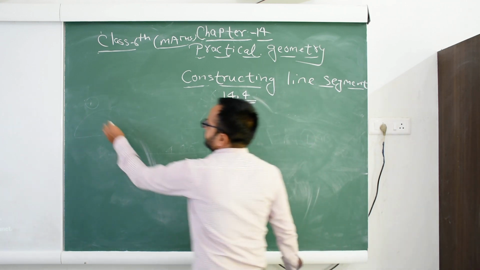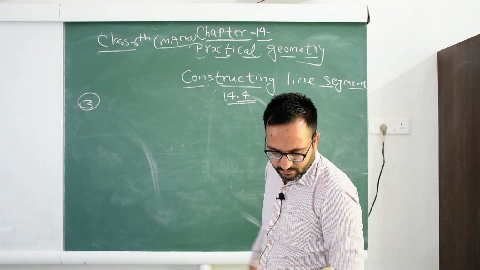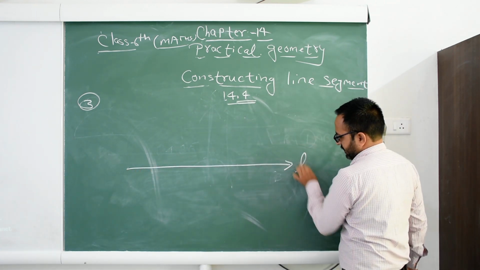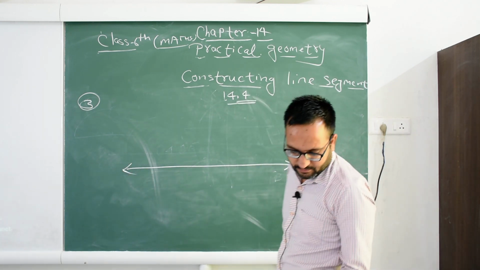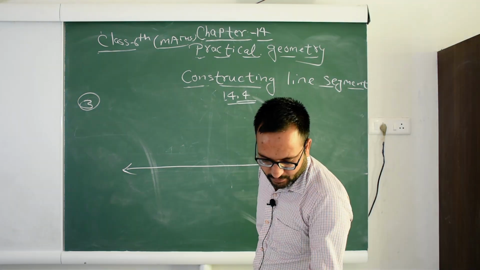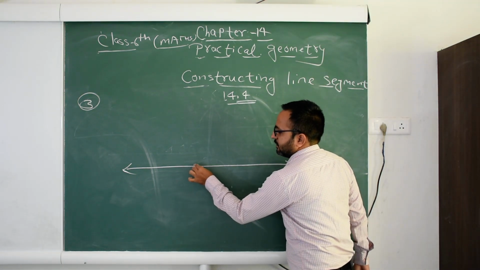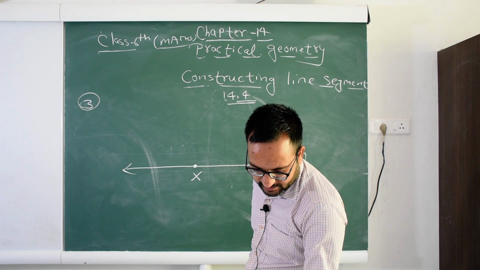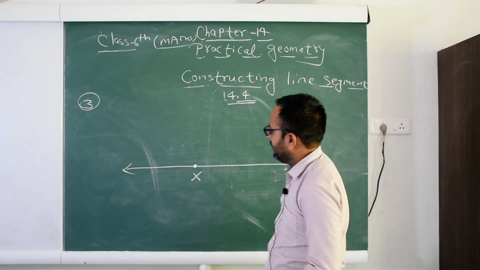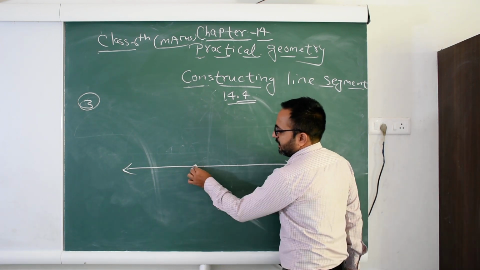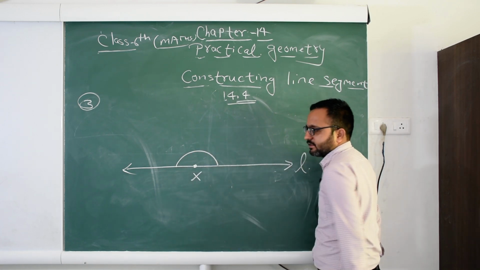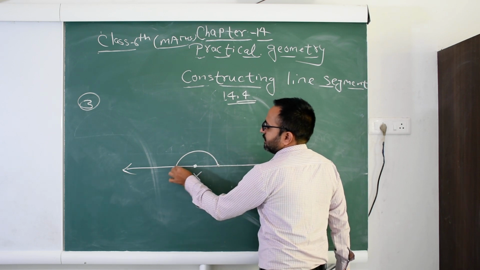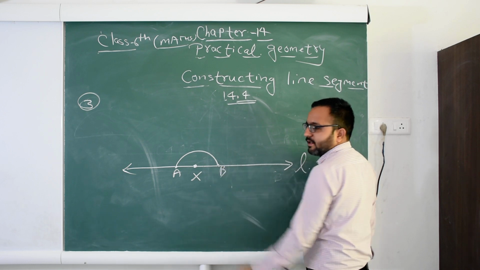Question number 3, exercise 14.4. Draw a line L. First of all, we draw line L. Now take a point X on it. Draw a line segment XY perpendicular to L. Now with the help of the compass we draw an arc, and put the points A and B.